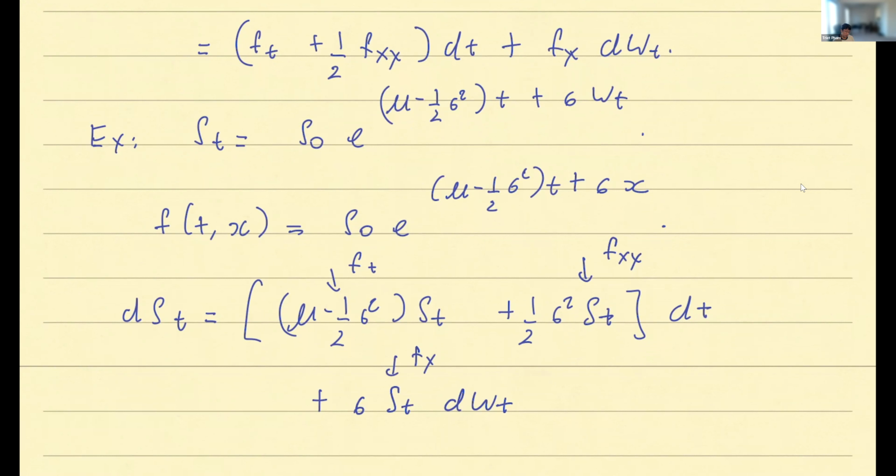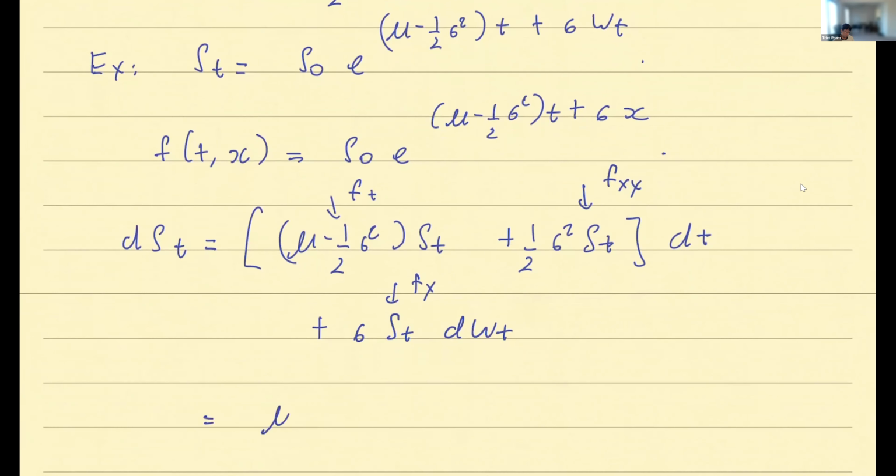And so after all the dust settled, these two cancel, giving you the Black-Scholes model that we discussed.